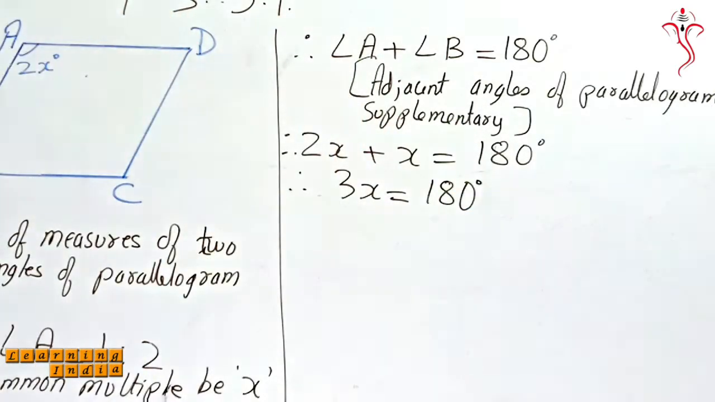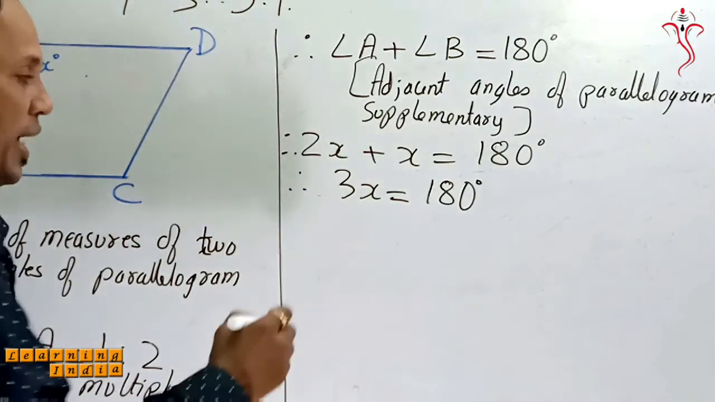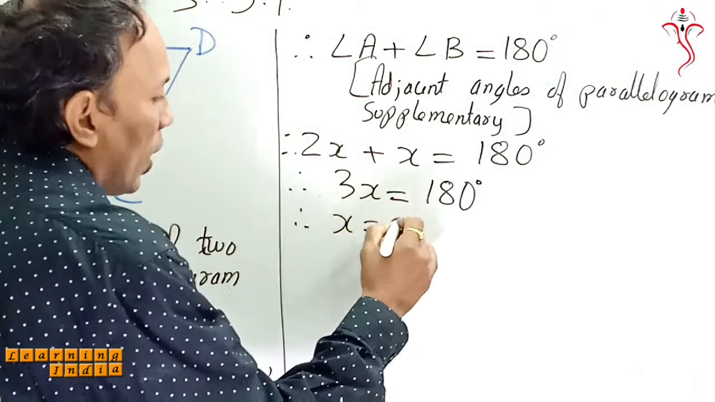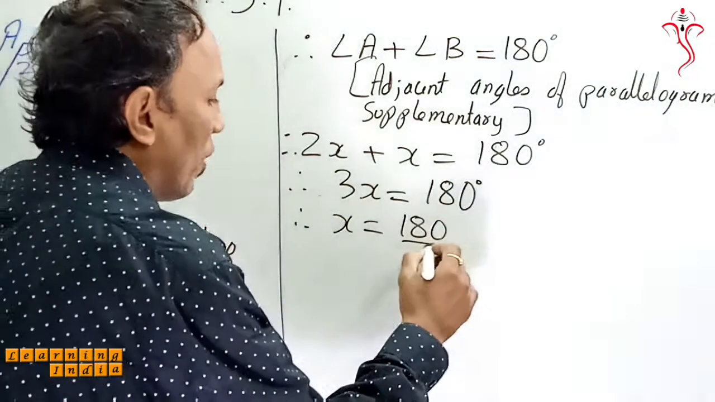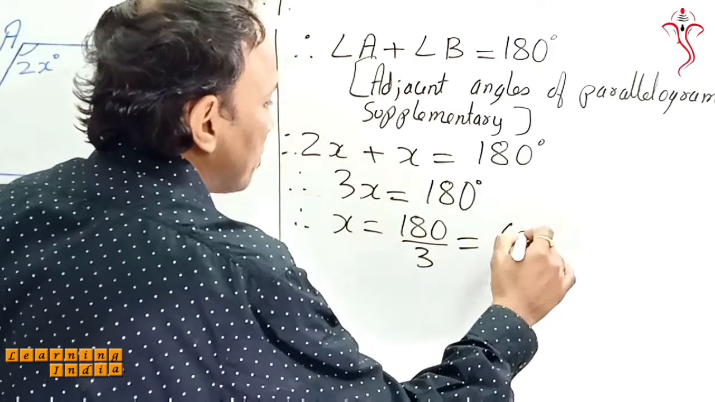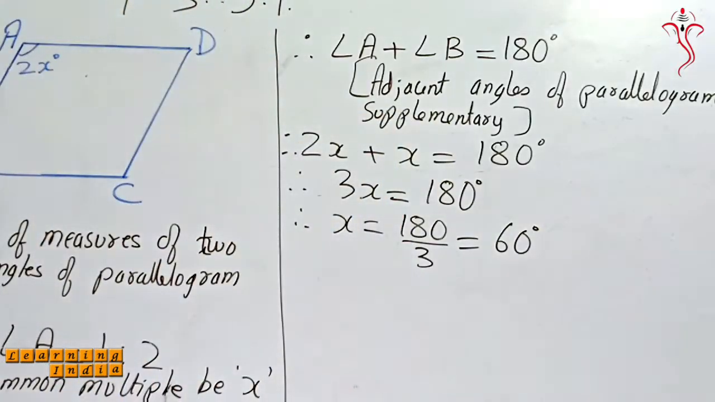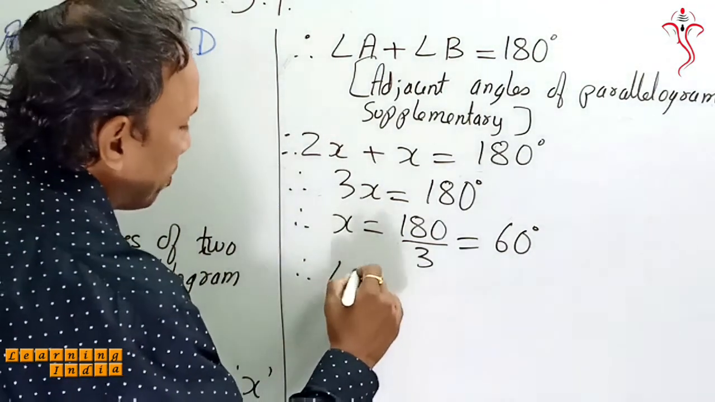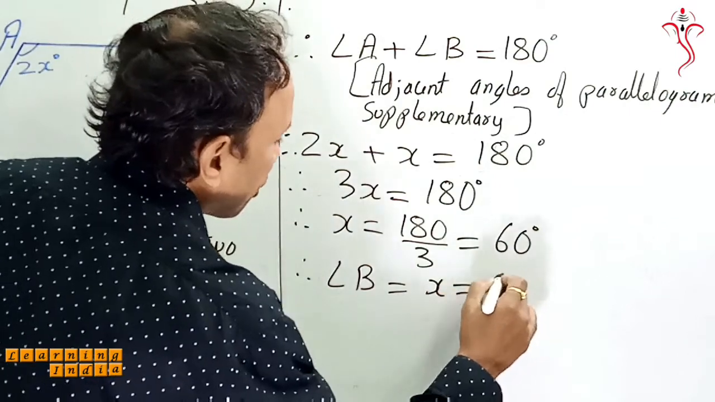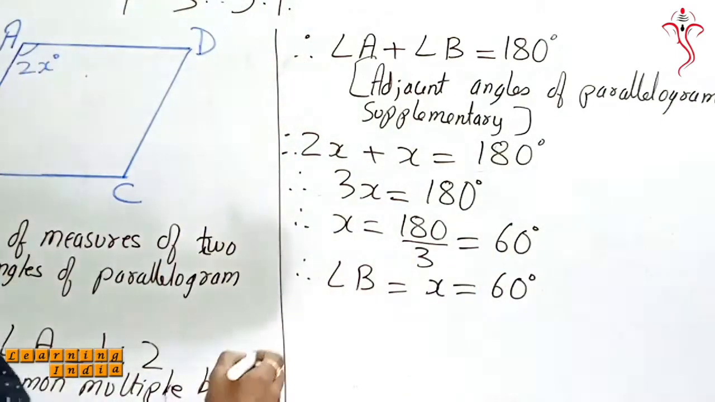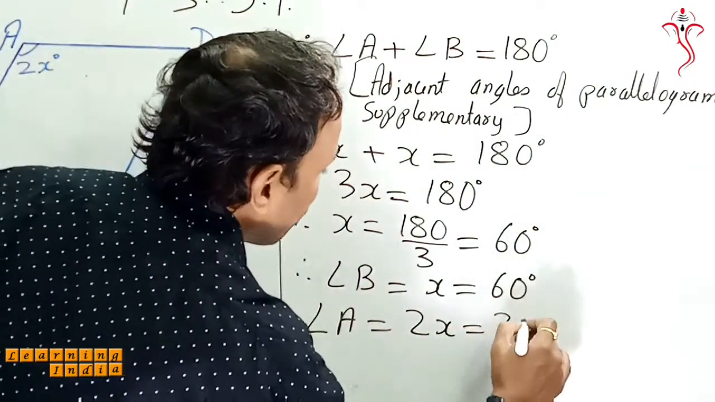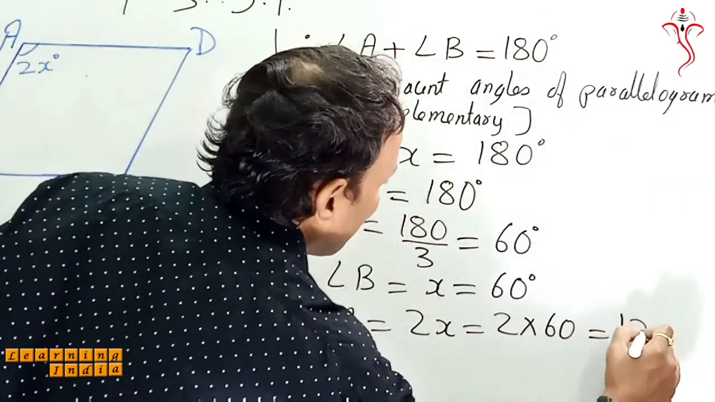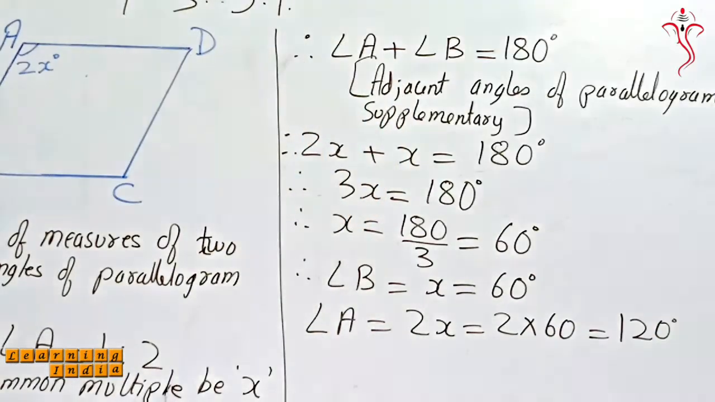Correct? So what will be the value of x? x का वैल्यू आएगा 180. It is multiplied. राइट हैंड साइड में आते हैं तो क्या होता है? डिवाइड हो जाता है. It is 60. So x is what? Our angle B, and we write it down. Therefore, angle B is equal to x is equal to 60 degree, and angle A is equal to what? It is 2x, 2 into 60. It is 120 degree. Correct?